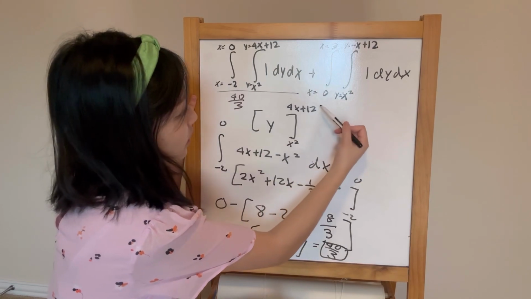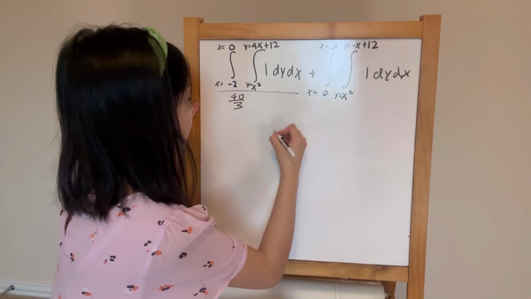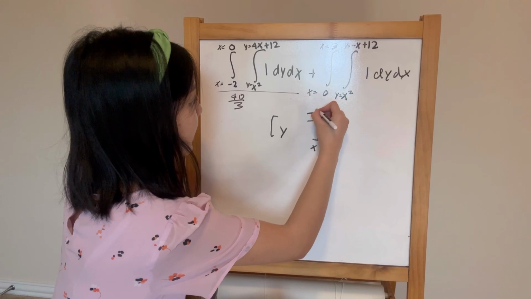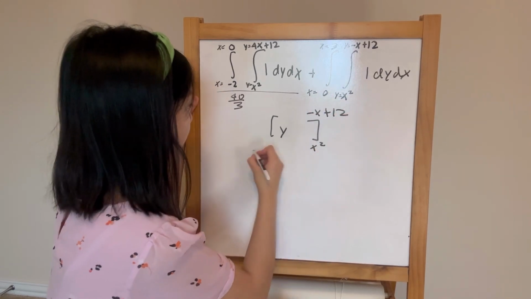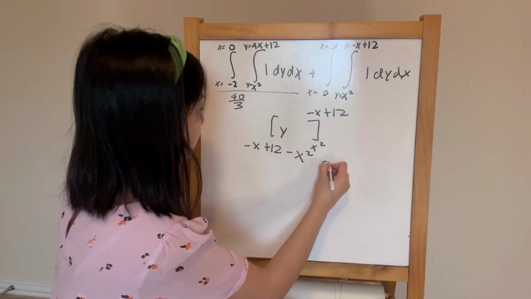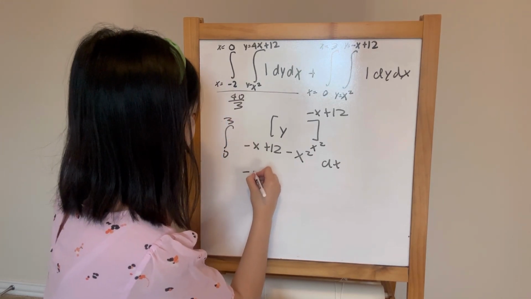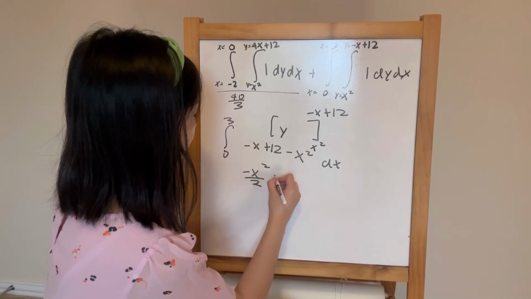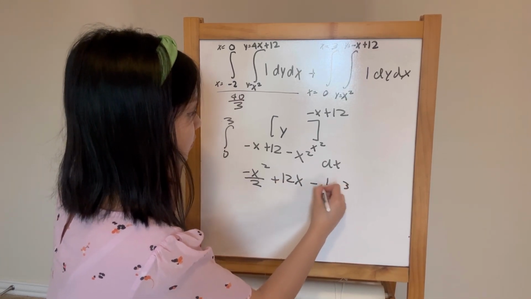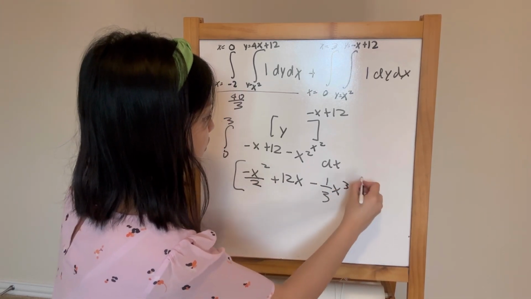And now we have to evaluate the second one. Okay, integral of dy, that's going to be y. Evaluate from x squared to negative x plus 12. We get negative x plus 12 minus x squared. And then we integrate from 0 to 3. And we have negative x squared over 2 plus 12x minus 1/3 x cubed, and then evaluate that from 0 to 3.